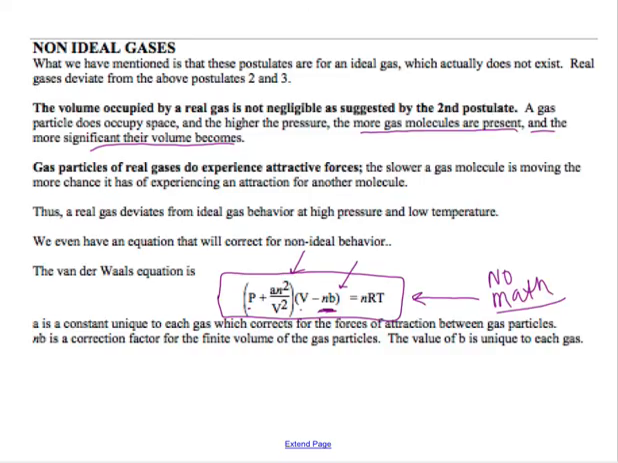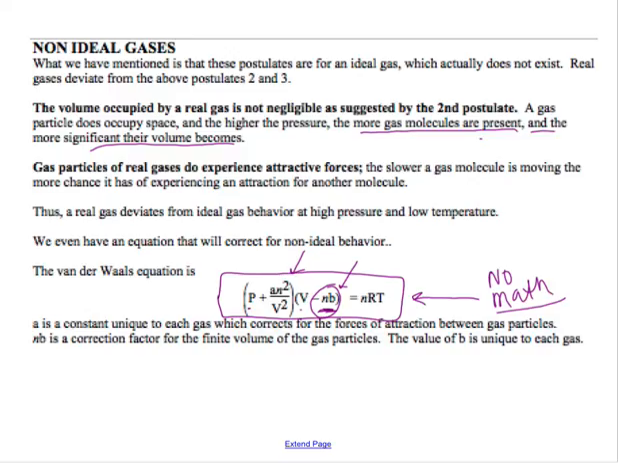What do you need to know? You need to know you subtract from the volume term because real gases have volumes that can't be ignored. Real gas volume can't be ignored, so we have to subtract to compensate for that.